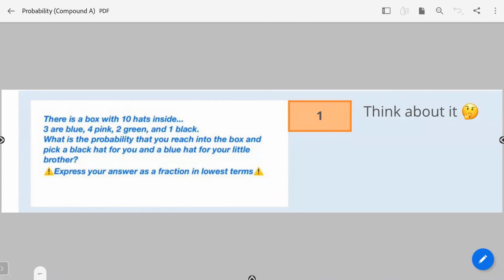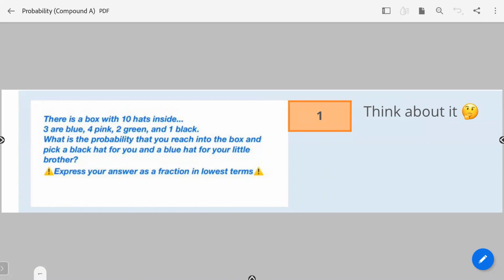Today we are talking about compound probability. And what does compound probability mean? It means we are doing probabilities and are calculating probabilities of more than one event. And what's happening in this situation? You're picking hats out of a box.